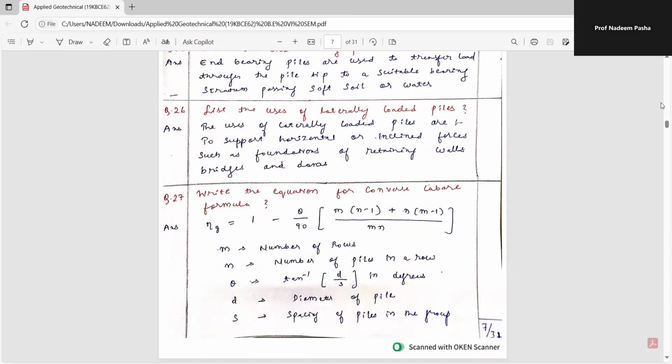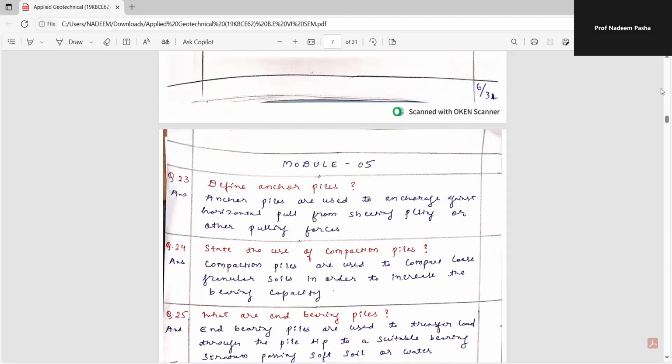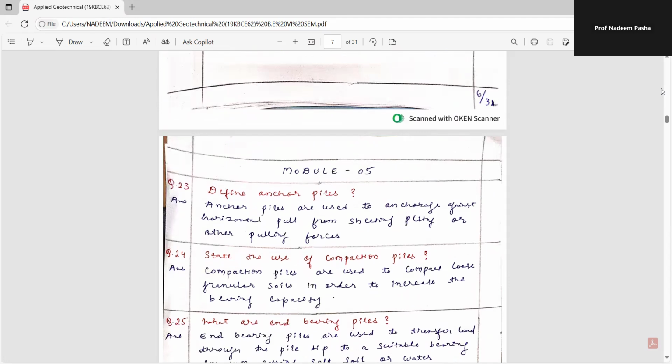Some of you told that you have some doubt regarding module 5 2 marks question. So, I will repeat it before moving forward. How will you define anchor piles? Anchor piles are used to encourage against horizontal pull from sheeting pile or other pulling forces.